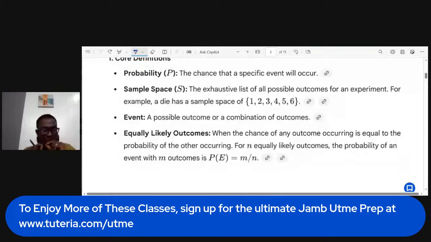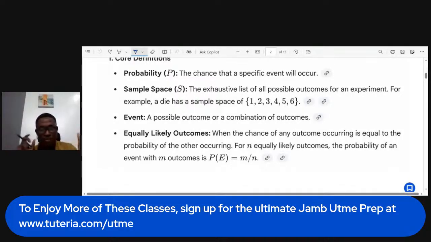Okay. So sample space is just all possible outcomes of an experiment, while an event in itself is a possible outcome or combination of the outcomes that can come from that experiment. So let me go over it again. Probability is just saying the chance of a specific event occurring. That's its probability. The chance of a specific event occurring. So sample space in itself is all possible outcomes of an experiment.